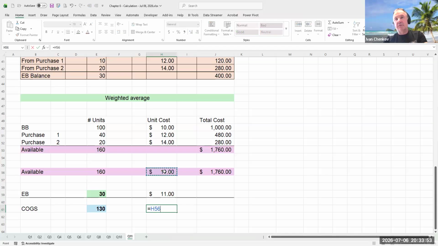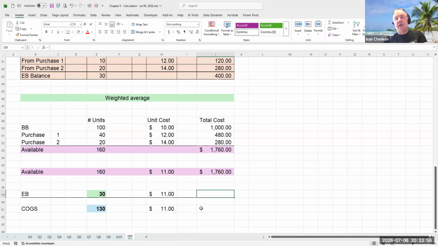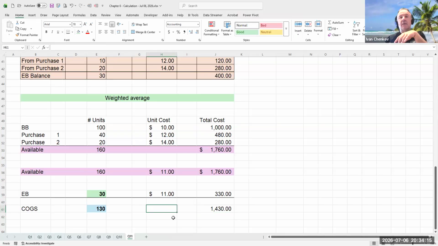11 units, correct? $11. So at this point, can I calculate the ending balance? It's going to be 30 times 11. Once I get the ending balance, I can easily give you cost of goods sold. This one minus this one. Now, when you don't have round numbers, usually you're not showing the cost of goods sold for a single unit. You're just manually calculating, because the goods available minus the ending balance gives you cost of goods sold. Make sense?